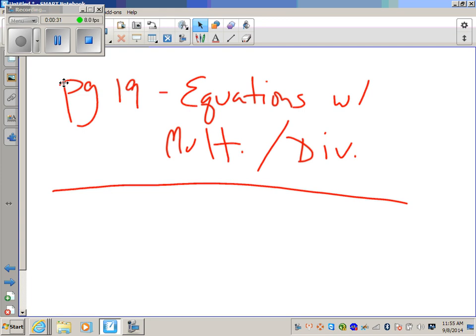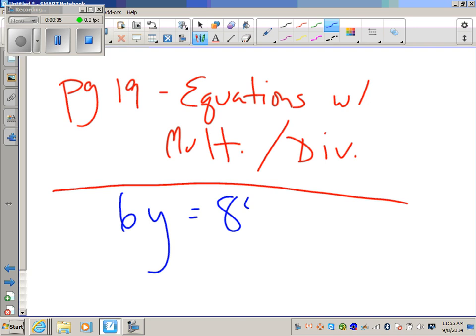Equations involving multiplication or division. 6y is equal to 84. If you were to have this problem in front of you like you do right now, can you explain what's going on, explain what's happening, explain what we have to do to solve it? Interpret. 6y equals 84. Cal?